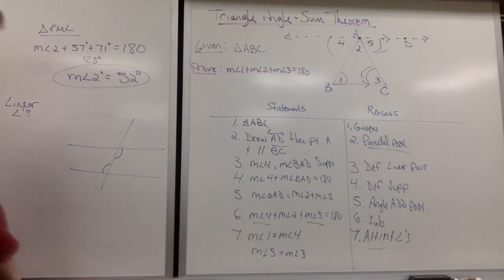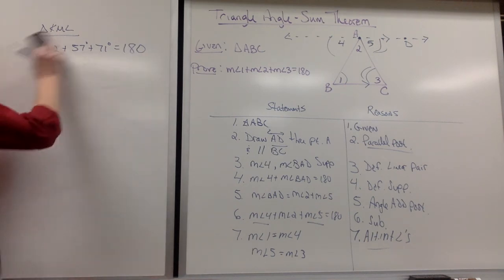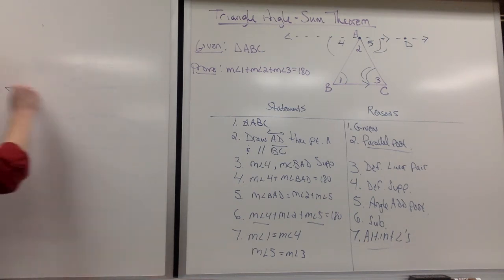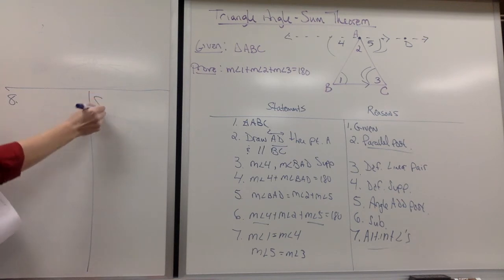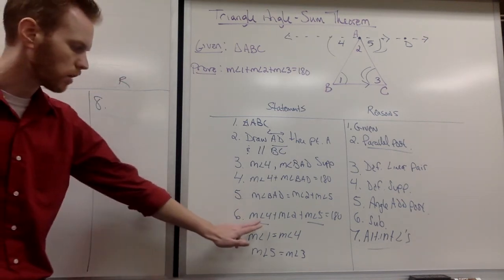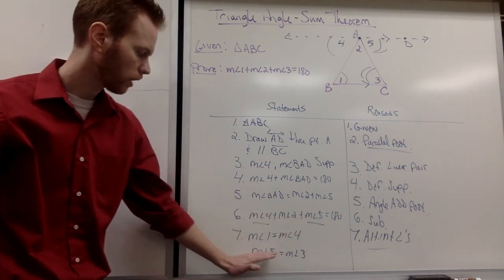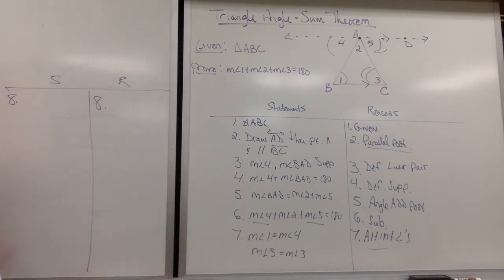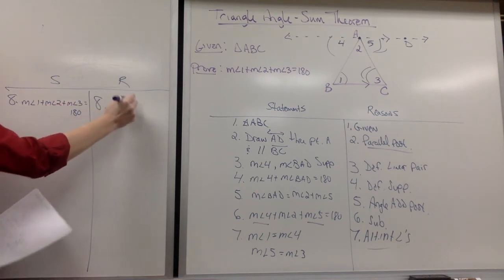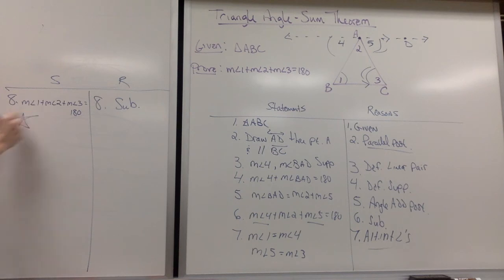All right, now I'm out of room. I've got to change some things up here. So over here, I'm going to finish it. Because of that, this is my statement column, my reason column. Now I can swap out angles 4 and 5 for angles 1 and 3, because they have the same measure. So I can say that the measure of angle 1 plus the measure of angle 2 plus the measure of angle 3 equals 180, and that's by substitution. Proof is done.